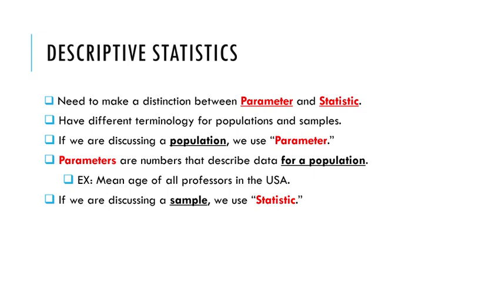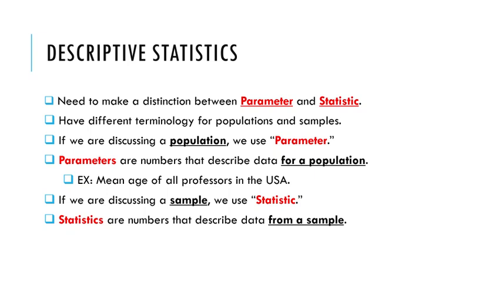However, if we're discussing a sample, which we all understand is a subset of the population that hopefully we've collected randomly or in some method that doesn't involve selection bias, but when we're talking about a sample, we use the term statistic. So, sample and statistics. Statistics are numbers that describe data from a sample. And so I love how that lines up, parameters for populations and statistics for samples, P and P and S. So it's kind of silly, but those kinds of things might help you remember.